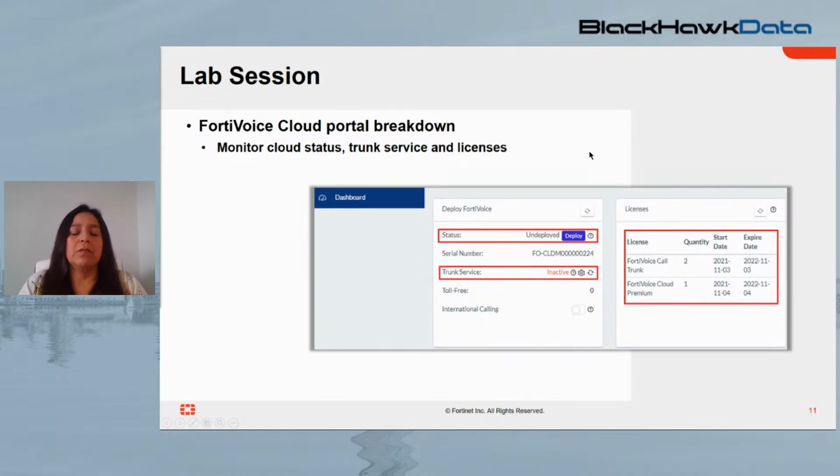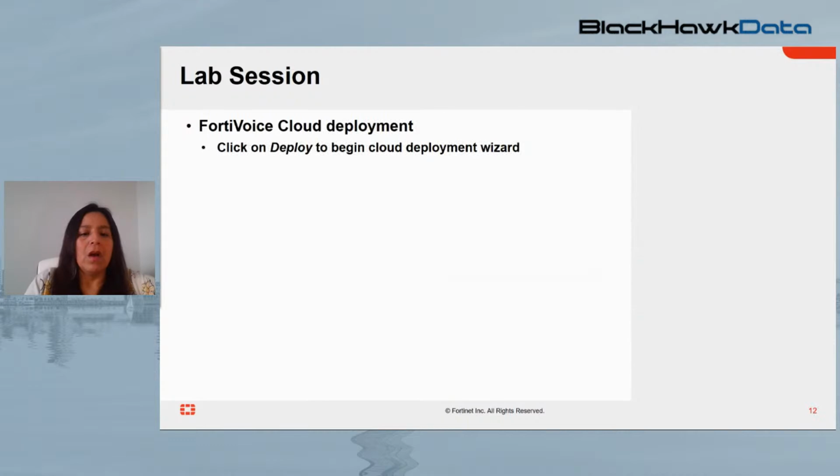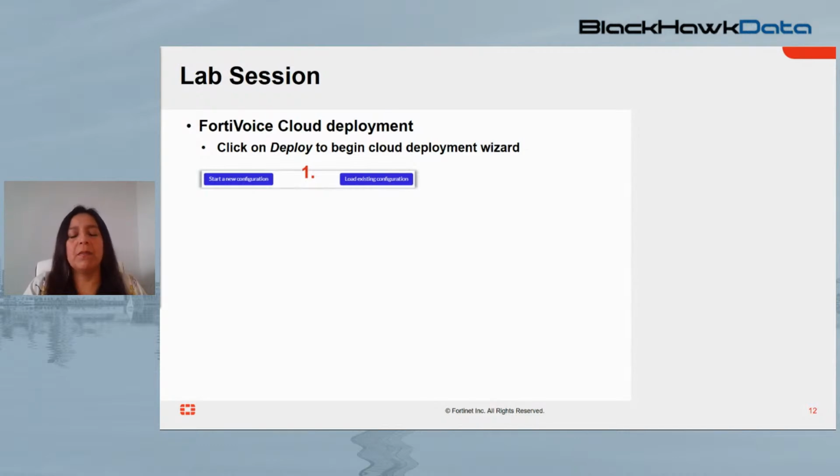I'm just going to now break down the service portal that you're looking at. So this is the area where you'll be able to monitor the status of the cloud licenses, status of the trunk service, along with the status of the actual cloud instance. When you click on the blue deploy button, that is going to initiate the deployment wizard. So it's going to prompt you whether you want to start with a brand new configuration, or if you have a backup from a different cloud instance, you have the opportunity to upload that.